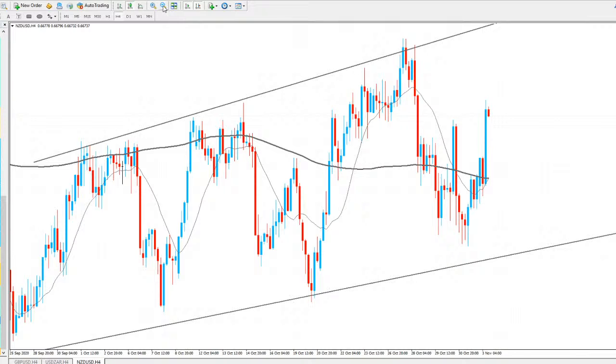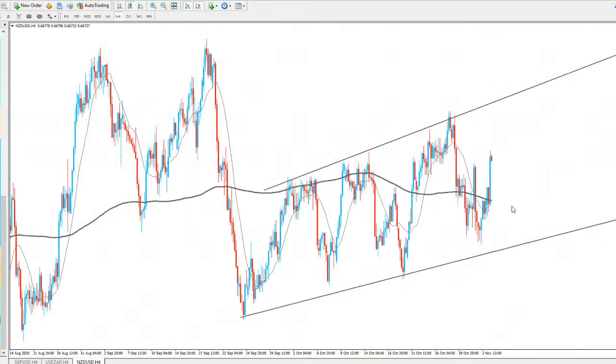Of the close of the 4H candle. So again, we're still in this corrective channel here. As long as price stays in this channel, I'm probably still expecting a move to the downside for this one. It'd be nice if price was to come back, maybe give us a double top up here, give us some more bearish price action coming into the market.